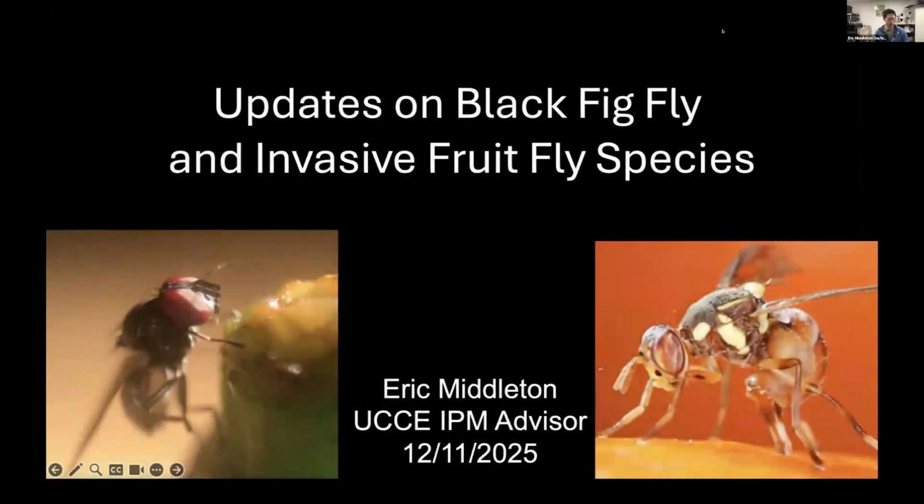So today I'm going to be talking about a couple of different pests, and all of them are different sorts of fruit flies, or things that we colloquially call fruit flies. I'm going to have some updates on black fig fly, which is over on the left, and then a number of different invasive fruit fly species for which there are different quarantines that can be put in place if they are found, like oriental fruit fly pictured on the right.